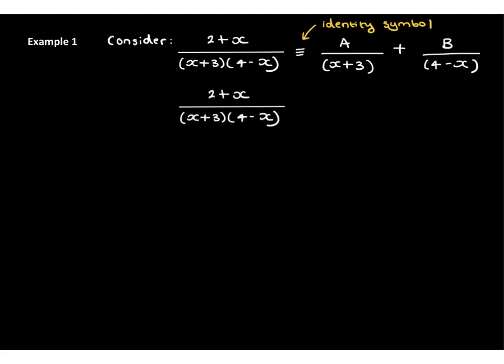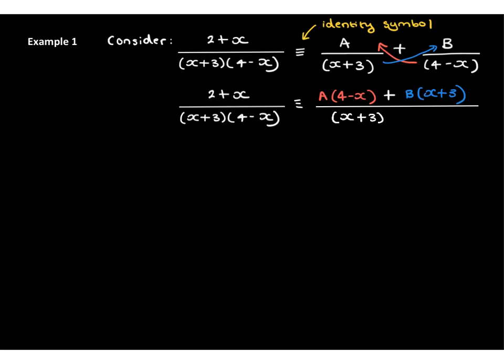So let's think about what would happen next to the right-hand side. We could combine the two fractions on the right-hand side as a single fraction. So thinking about our common denominator idea, cross-multiplying here, we'd get a bracket 4 minus x plus b bracket x plus 3 all over the common denominator of x plus 3, 4 minus x. Now, because these are equivalent fractions, because the left-hand side is the final simplification of the right-hand side, and because the denominators are the same, the numerators must be equal.